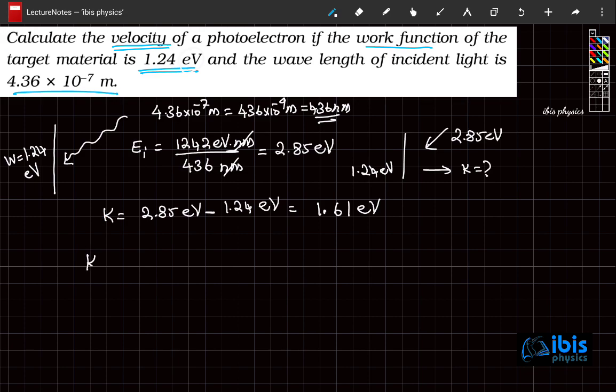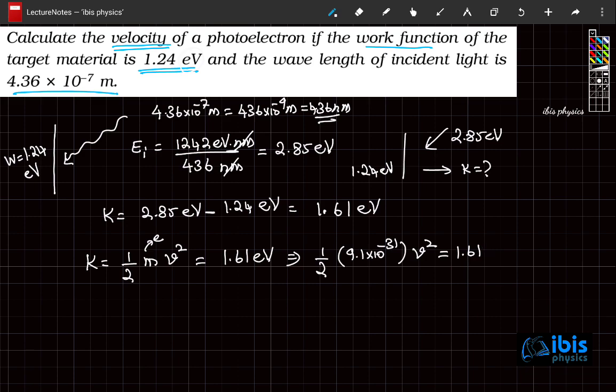So kinetic energy is equal to half mv squared, because we are talking about the kinetic energy of the electron, where m is the mass of the electron and v is the velocity of the electron. The kinetic energy is 1.61 electron volt. We can't directly substitute this here. Mass is in kilogram, velocity is in meter per second, so energy must be converted into joule. Hence the formula is half times the mass of the electron, 9.1 × 10^-31 kilogram, times velocity squared, is equal to 1.61 electron volt. We know that 1 electron volt is 1.6 × 10^-19 joule.